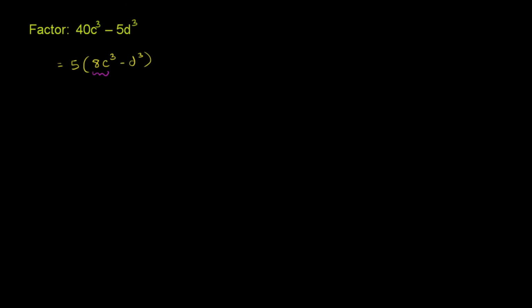Now, once again, this is a special case. And I'll tell you the special case right from the get-go. It's a to the third minus b to the third, I'm just writing it in the general form, is equal to a minus b times a squared plus ab plus b squared.